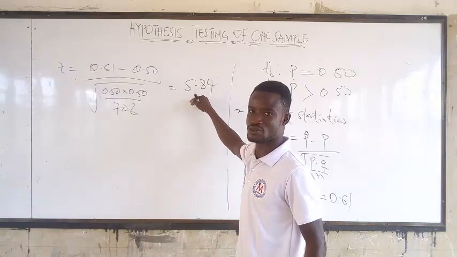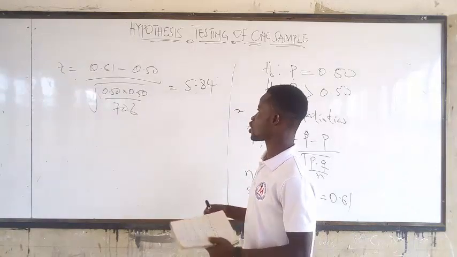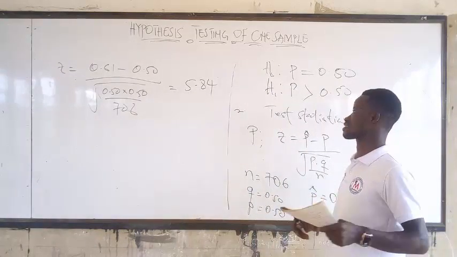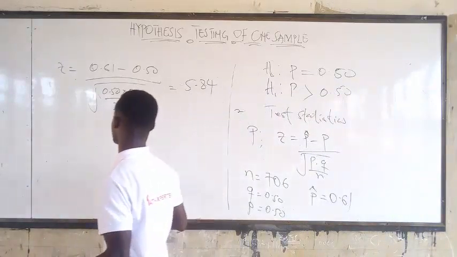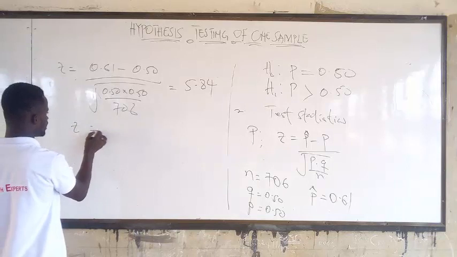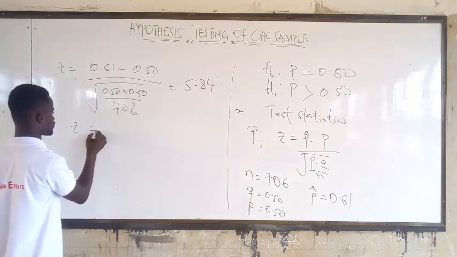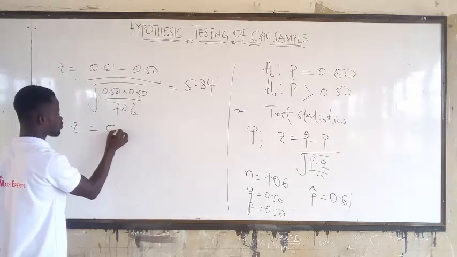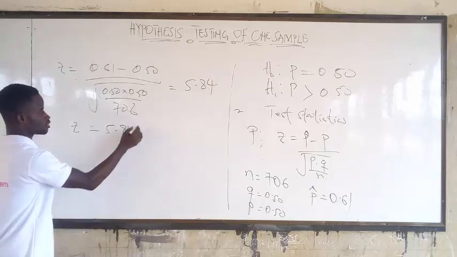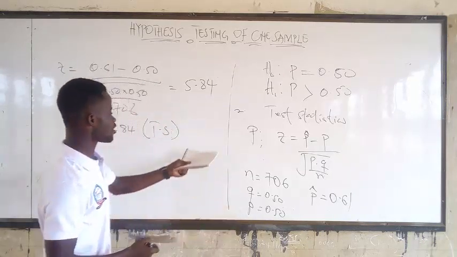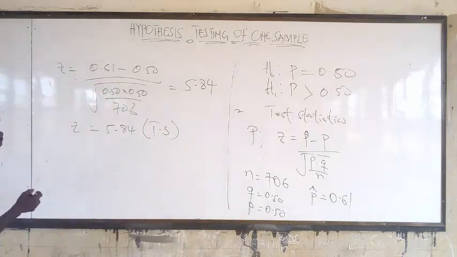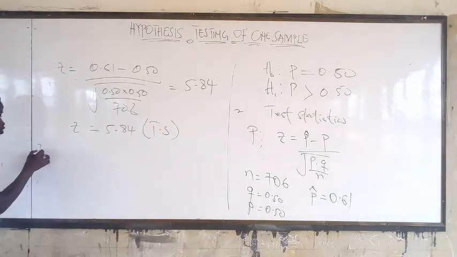this result is the test statistic. It's a test statistic for the what? For the proportion. So our Z here is the test statistic, which is 5.84. The test statistic. So this is the second point.